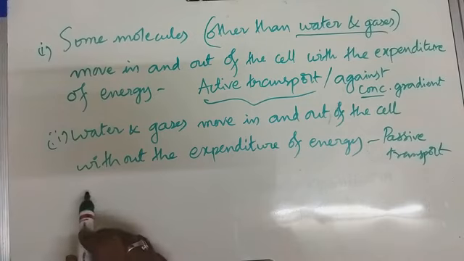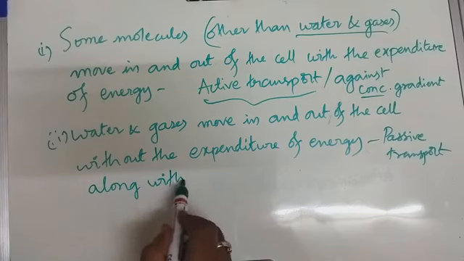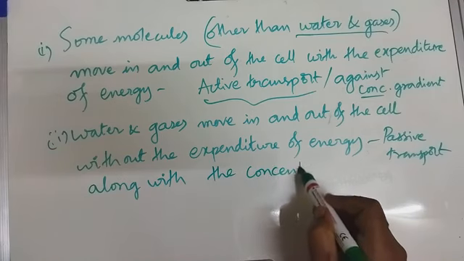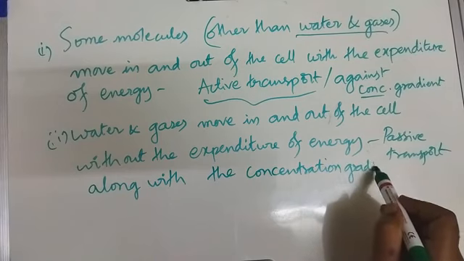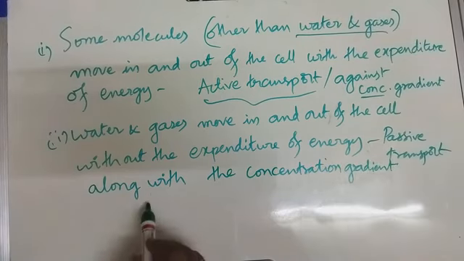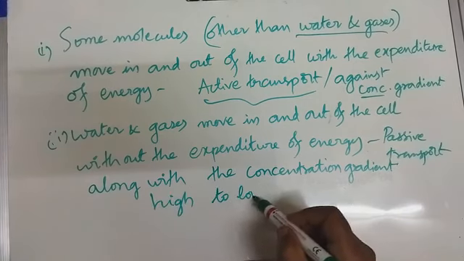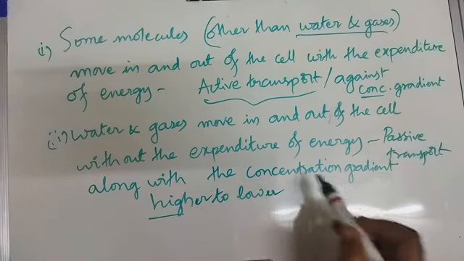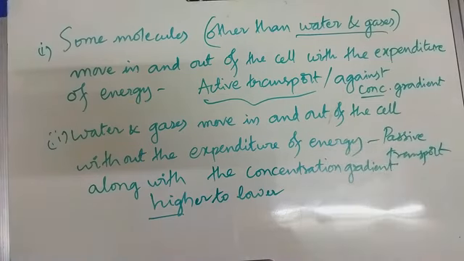Here in passive transport, molecules move along with the concentration gradient. Along with the concentration gradient means high to low. From the region of higher concentration to the region of lower concentration. Against means from low to high. This is how molecules will move.